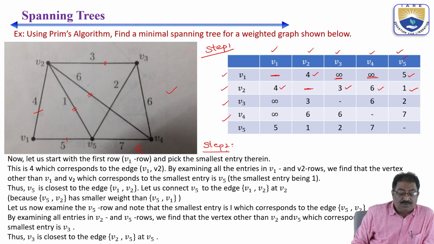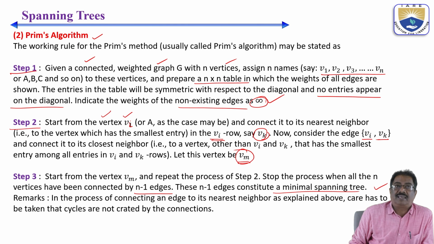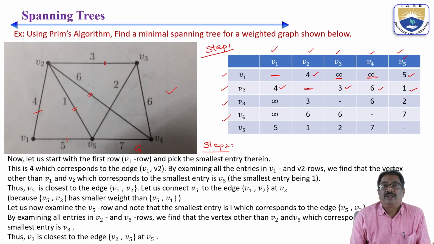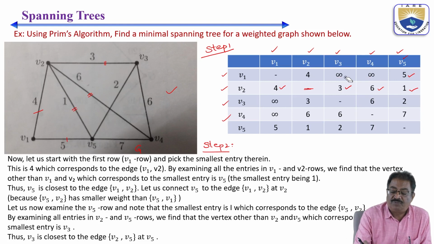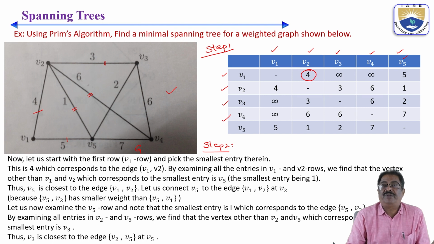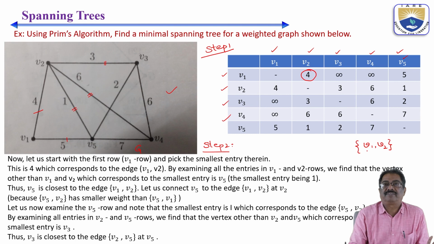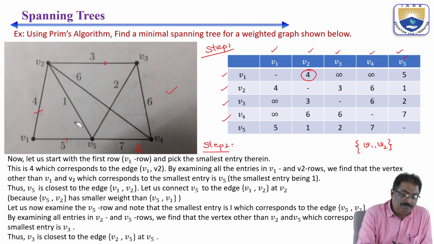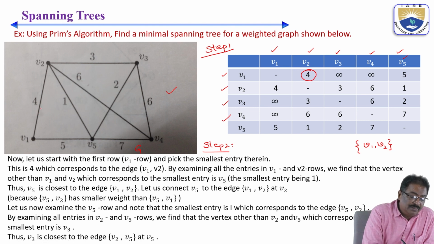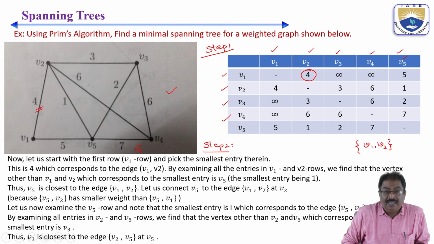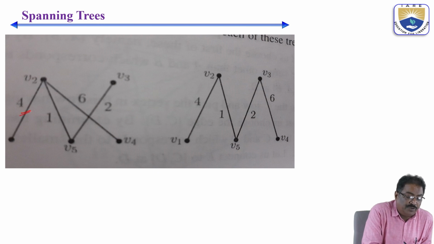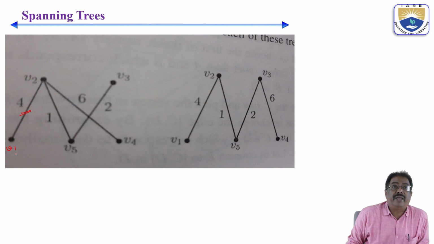Step two, we have to select any one vertex. I'm going to find the root node, and from the V1 vertex to the remaining, I'm going to calculate. So we look at the first row, where is the minimum weight? The minimum weight occurred at V2, so you select that V2 vertex. That means the V1, V2 edge is selected, so I am going to write the V1 to V2 edge.